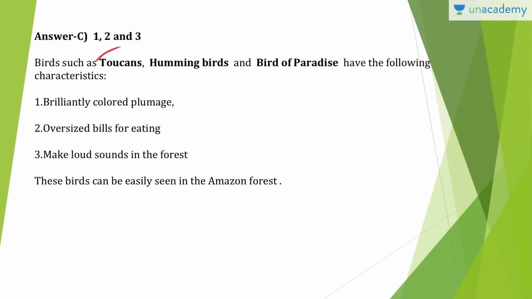Birds such as toucans, hummingbirds, birds of paradise have the following characteristics. They have a brilliantly colored plumage. That is correct. If you see them, then you will realize. Then there are oversized bills for eating. Yes, that is also correct. They are beaks basically, and they make a very loud sound in the forest. And these birds can be easily spotted in the Amazon forest. So answer here is C, that is 1, 2, 3. All the statements are absolutely correct.